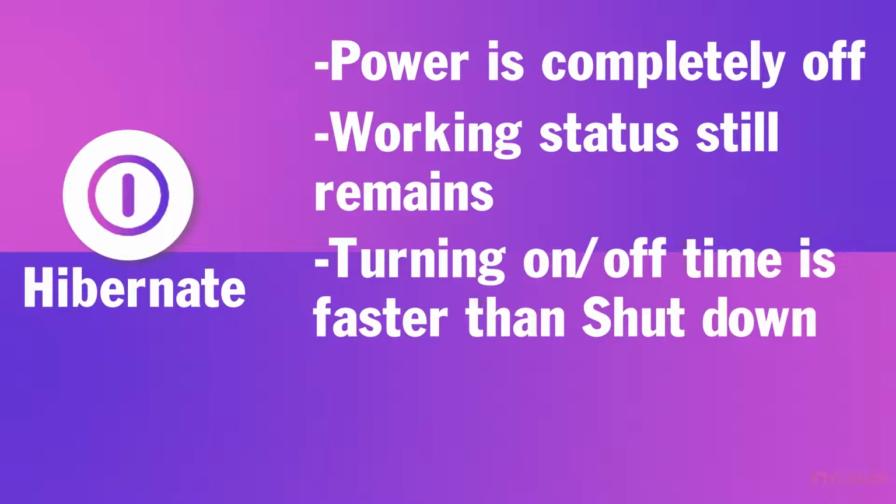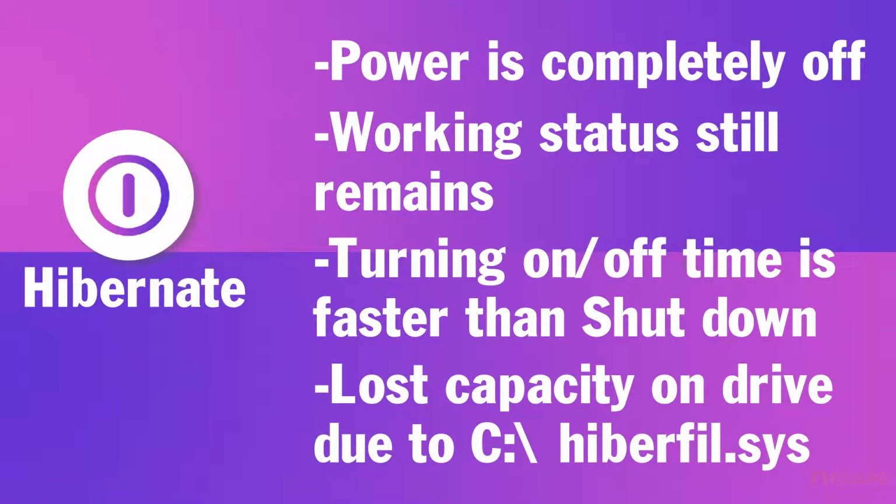But the disadvantages are, the turning on or off time will be faster than Shutdown mode but slower than Sleep mode because of data transferring time from RAM to storage drive before turning off and otherwise for turning on. And then, when you activate this mode, your C drive will lose a capacity maximum equal to your RAM capacity due to this file.